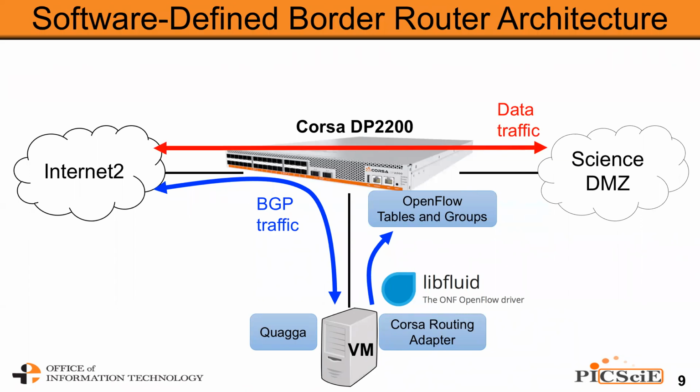When data traffic comes in, the data traffic that is not BGP will not be forwarded to the control VM. Instead, it will just flow through the switch, following the rules in the switch, and traffic will just traverse between Internet2 and our Science DMZ network.